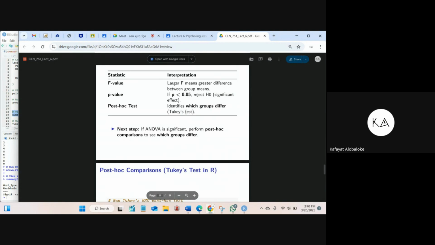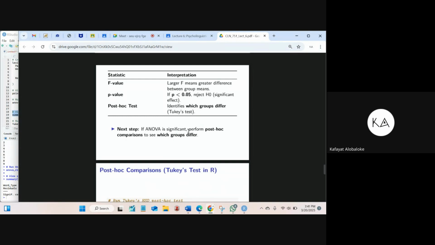So our ANOVA is significant because we already said our null hypothesis is that there is no significant difference. And in this case, our p-value is less than 0.05, so we are rejecting the null hypothesis. Otherwise, we fail to reject. Now, in this case, that we are rejecting the null hypothesis, we are going for the alternative hypothesis, which says there is a significant difference between the groups. So that's why we say our ANOVA is significant.